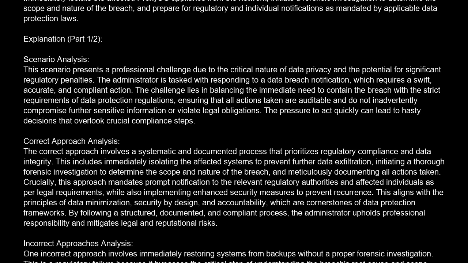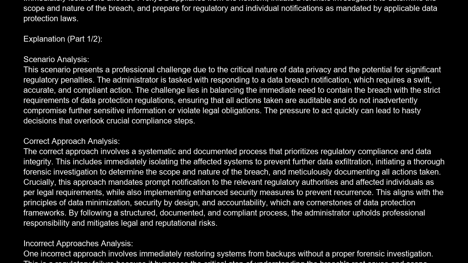This includes immediately isolating the affected systems to prevent further data exfiltration, initiating a thorough forensic investigation to determine the scope and nature of the breach, and meticulously documenting all actions taken. Crucially, this approach mandates prompt notification to the relevant regulatory authorities and affected individuals as per legal requirements, while also implementing enhanced security measures to prevent recurrence.